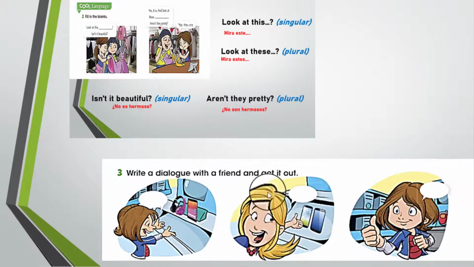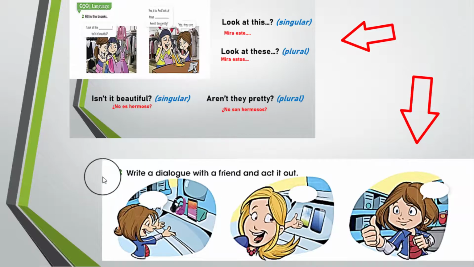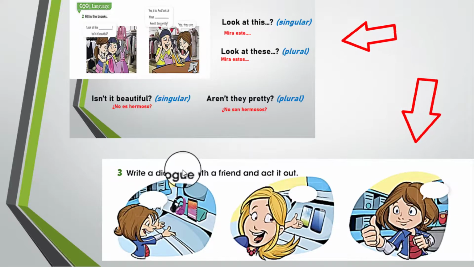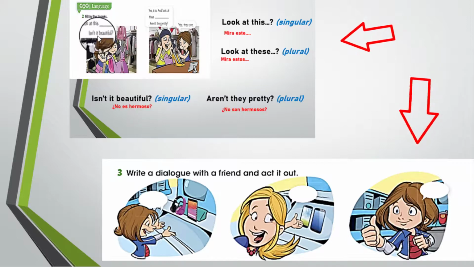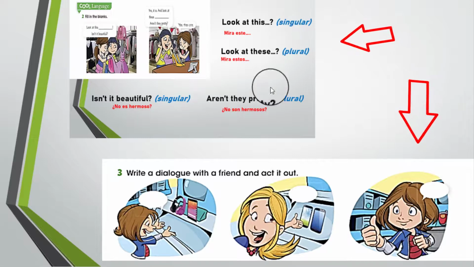La actividad número 3 va muy relacionada a lo que es la actividad número 2, ¿no? Entonces, ¿qué es lo que tienes que hacer? Write a dialogue with a friend and act it out. Entonces, por favor, primero, ya, tienes que escribir un diálogo. Teacher, ¿y cómo voy a escribir el diálogo? Parecido a ese que está acá. Simplemente lo que tienes que hacer es cambiar el producto. Right? Tienes que cambiar el producto. Igualito como está acá, usando las palabritas que acabamos de aprender.